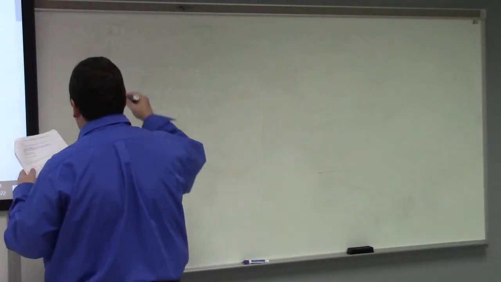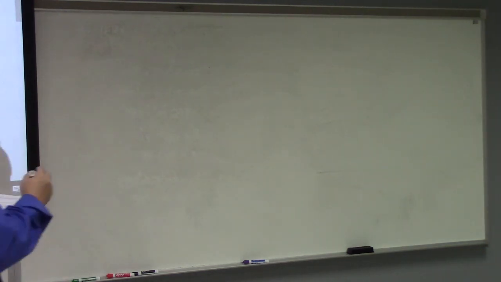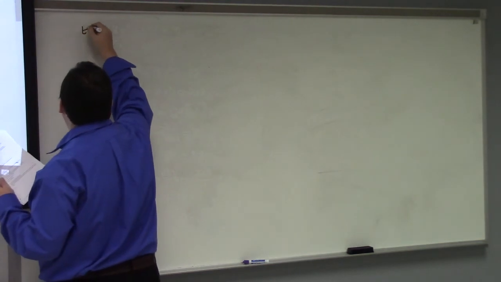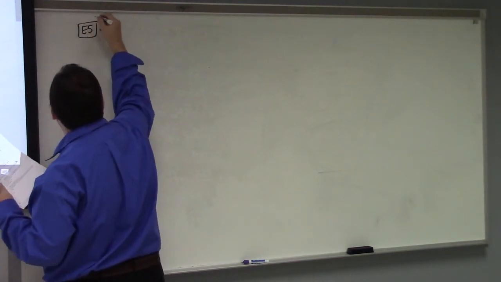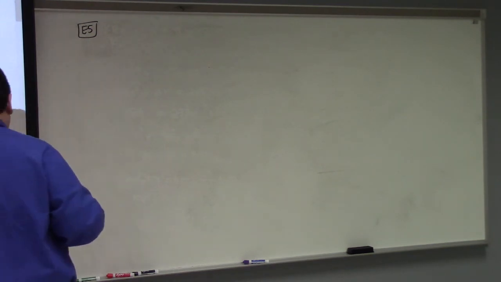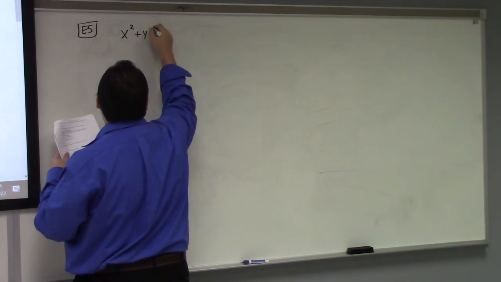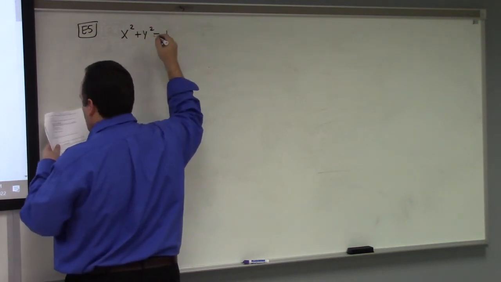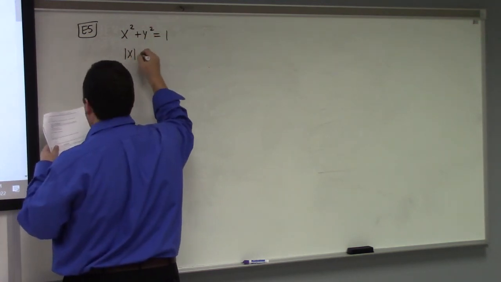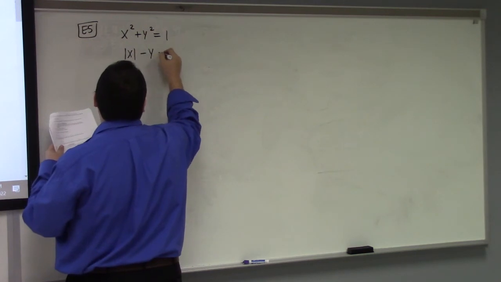All right, so this is an important homework problem. Maybe the most important homework problem of the entire semester, because this is the last homework problem of the entire semester. This is it. This is the end of the road, the last one. So here we go. x squared plus y squared equals 1, and the absolute value of x minus y equals 1.